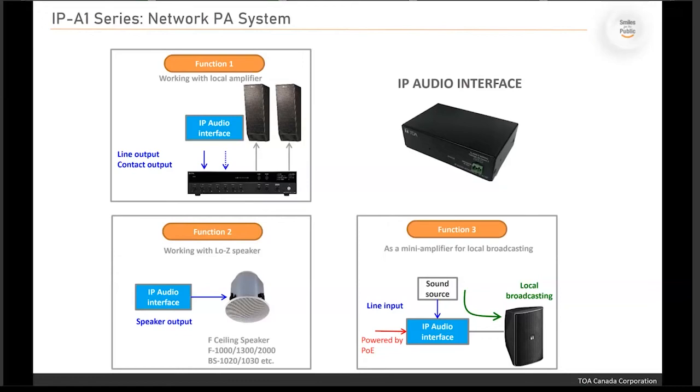The third function is using the IP audio interface as a standalone mini amplifier. In case you have a low impedance speaker with a music source, you can connect the music source directly through the line input to the IP audio interface and use it as a standalone mini amplifier. And of course, the IP audio interface has to be powered by PoE.